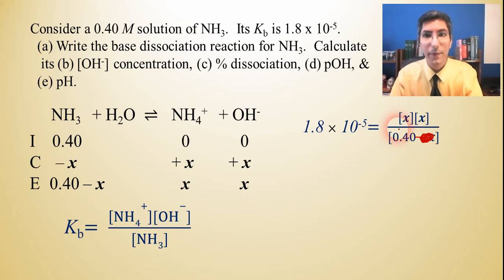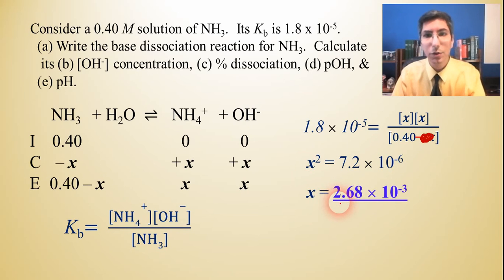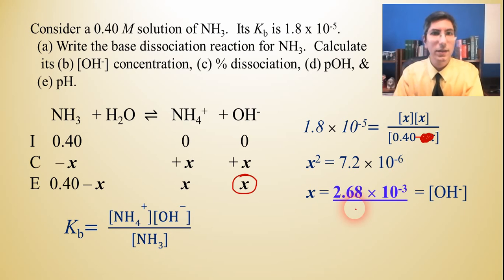We can cross multiply. When I cross multiply in this direction, 1.8 times 10 to the negative fifth times 0.4 is about 7.2 times 10 to the negative 6. And in this direction, X times X is my X squared. So when I take the square root, I find that X equals 2.68 times 10 to the negative third. And X, as we can see, is the hydroxide ion concentration. So that's the answer to part B, isn't it? That's the hydroxide in moles per liter. Now, percent dissociation. This works just the same way as it did for a weak acid.